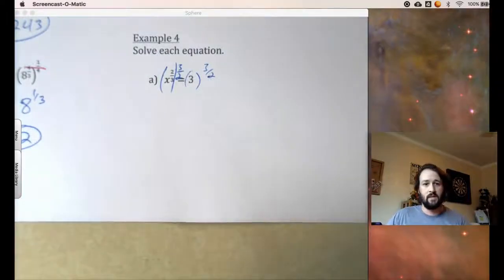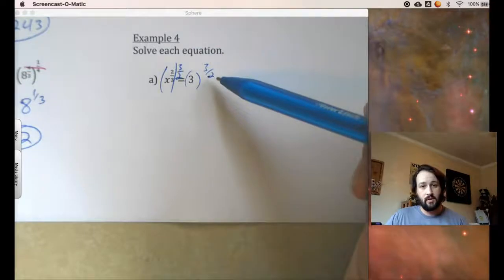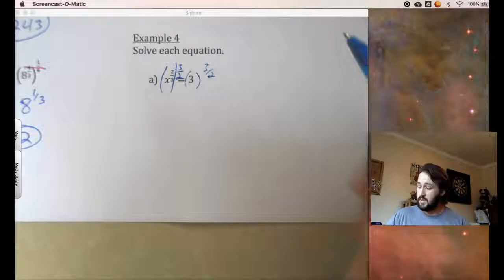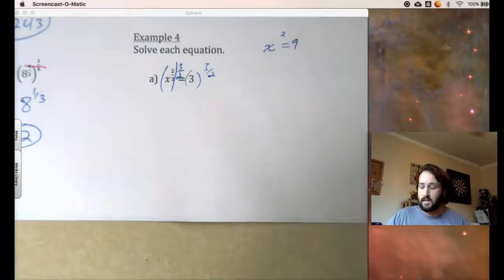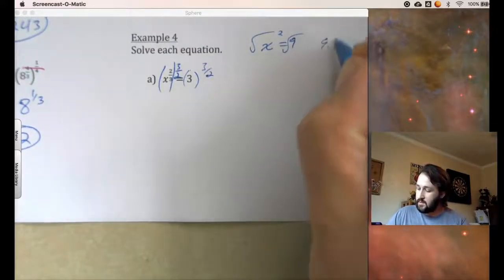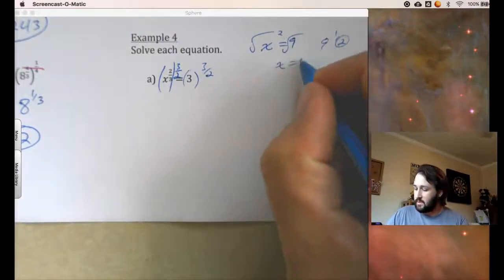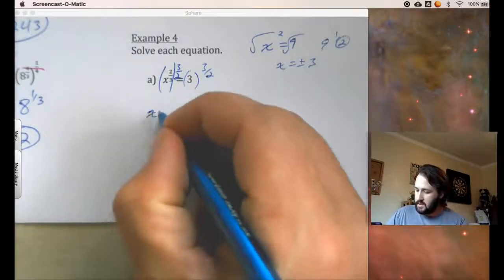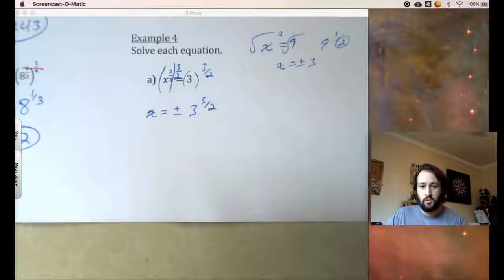So 3/2. Notice also, we have a 2 in the denominator here. Anytime you have a 2 in the denominator, you got to put the plus or minus. So that's just like saying, if I had x squared equals 9 and I take the square root of both sides, right, which is the same thing as 9 to the 1/2, notice that's an even number down there, this would come out plus or minus 3. So similarly here, we'll have x equals plus or minus 3 to the 3/2.